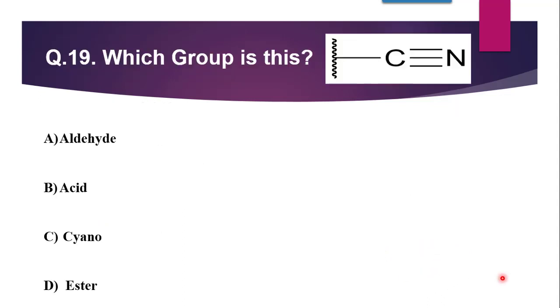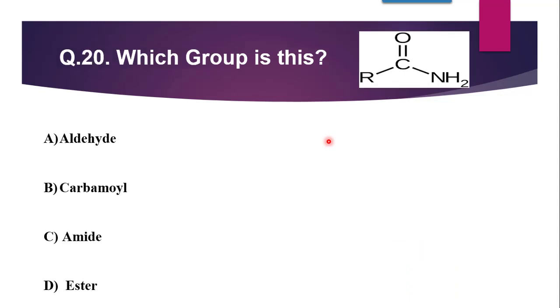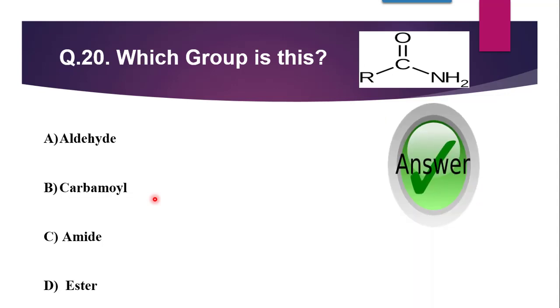Then question number 19 says, which group is this? This group, again, is a cyano group. So the answer is C, cyano. Question number 20, which group is this? This is RCONH2. This is the amide group. When this amide is attached to R, for example carbon, it becomes carbamoyl. So the answer is B, carbamoyl.